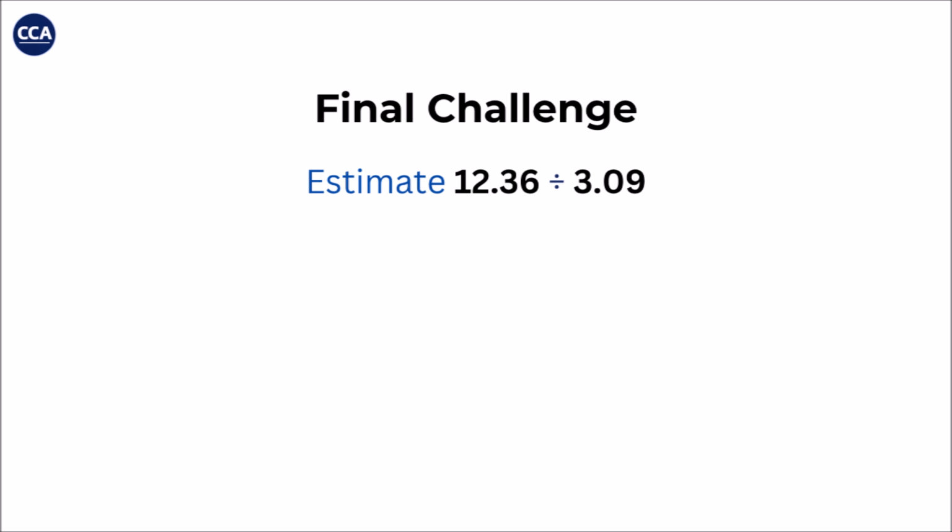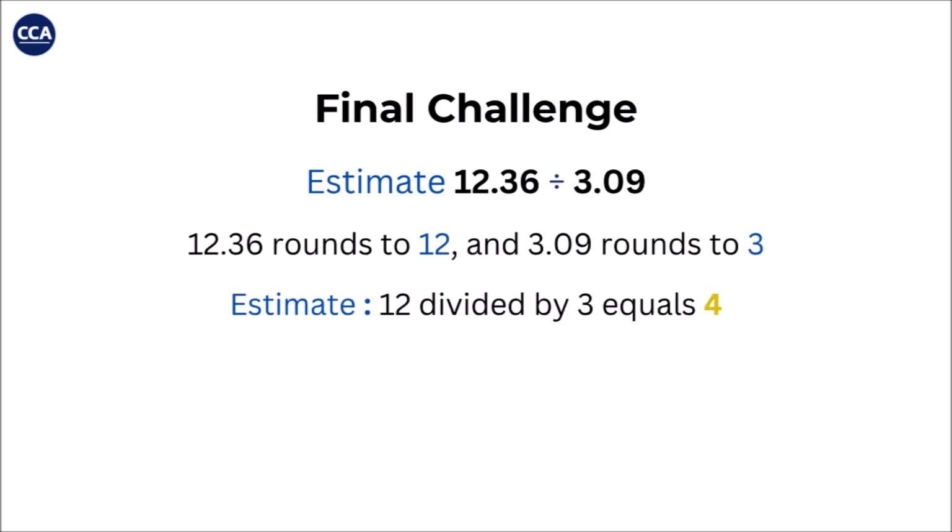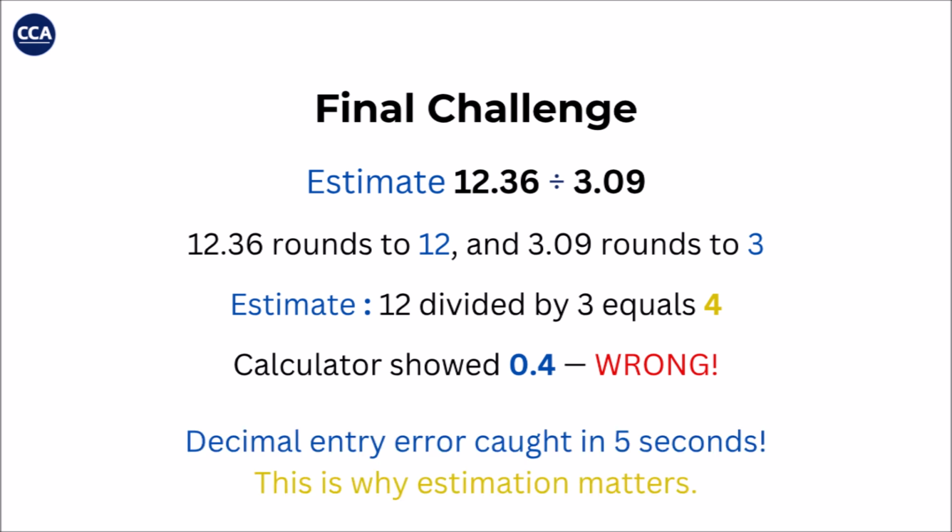Let's check with estimation. 12.36 rounds to 12. 3.09 rounds to 3. 12 divided by 3 equals 4. The estimated answer is 4. The calculator showed 0.4, that is completely wrong. The student made a decimal point error. This is exactly why estimation exists. It caught an error in 5 seconds that most students would have submitted as their final answer.